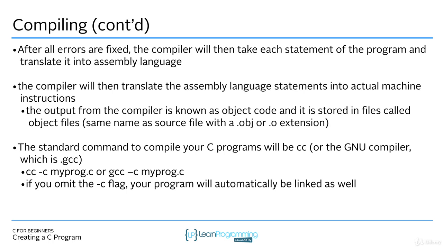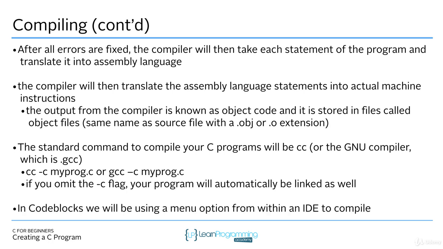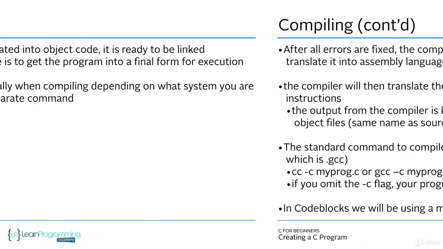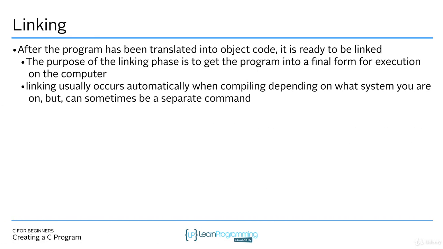But again, it takes as input the C source files. In Code::Blocks, as I mentioned, you're going to be just clicking a menu option and it will automatically compile, link, and then you can click another menu option and it will automatically run. But again, what's going on under the hood is you're actually issuing the compiler command with the -c flag and the input source files. After you compile, you link.